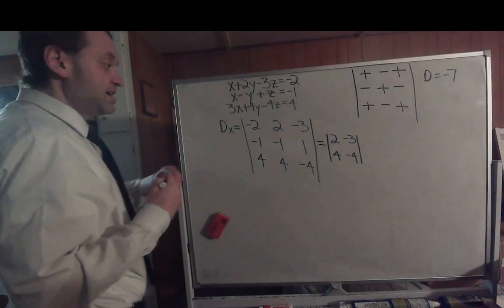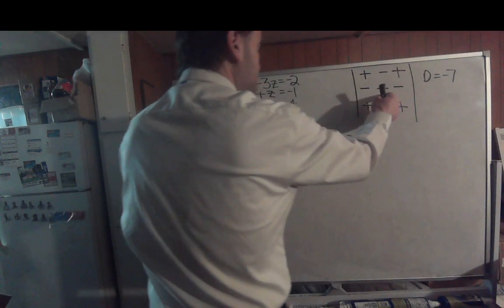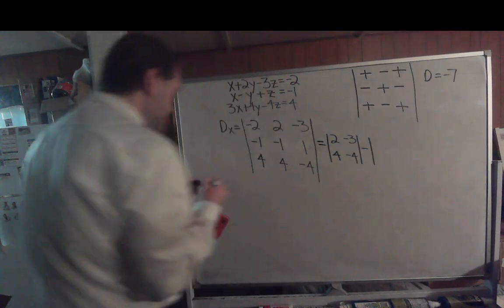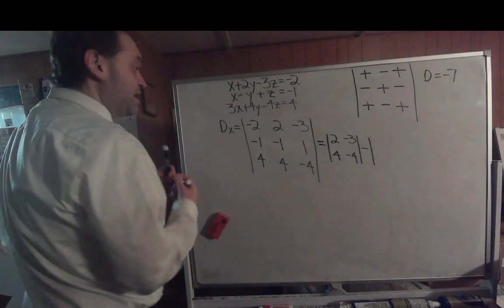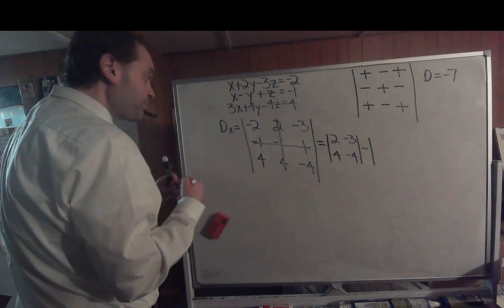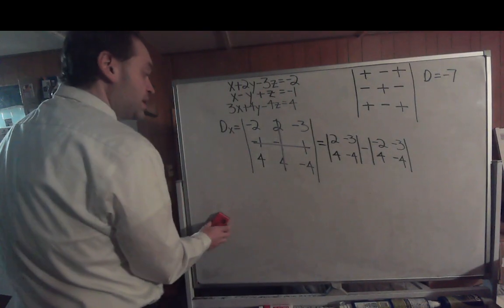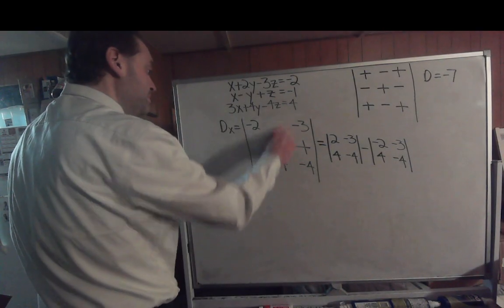Alright, so the second entry in the second row is -1. According to my sign matrix, I need to do positive -1, so that would be minus the resulting determinant when I strike out the second column and the second row. So there's my resulting determinant of -2, -3, 4, and -4. Alright, let's rebuild this one more time here.